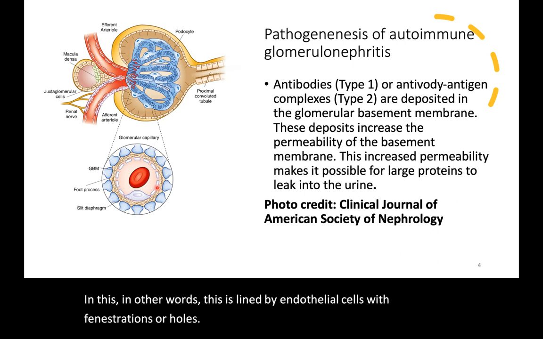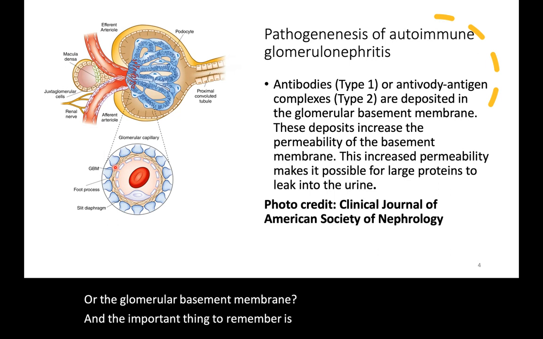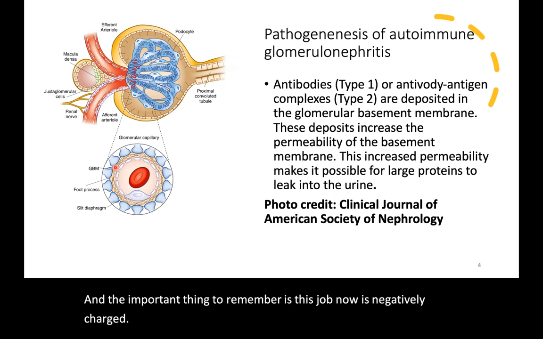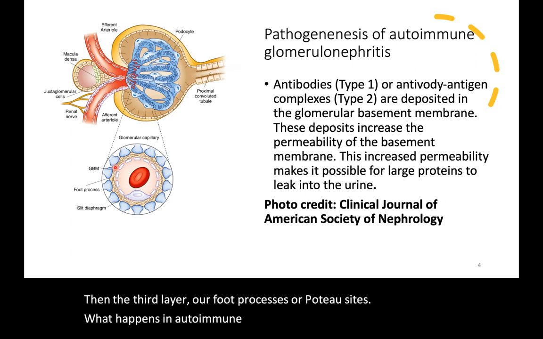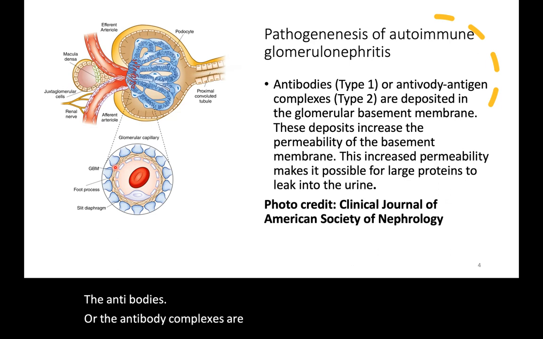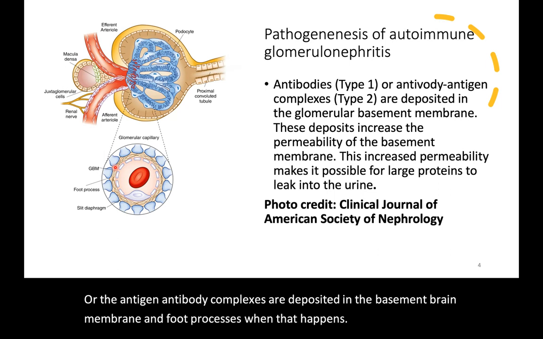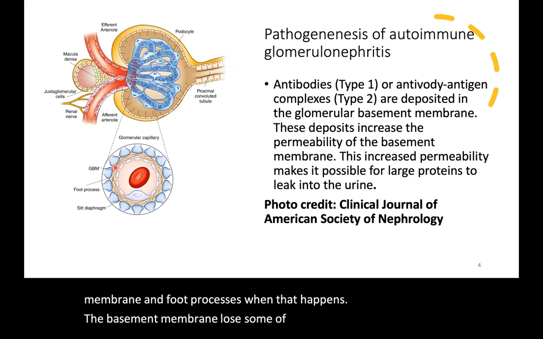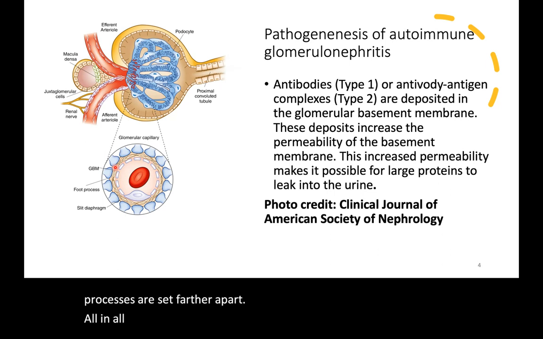The second layer you see is the GBM, or the glomerular basement membrane. And the important thing to remember is this GBM is negatively charged. And then the third layer are foot processes or podocytes. What happens in autoimmune glomerulonephritis is the antibodies or the antigen antibody complexes are deposited in the basement membrane and foot processes. When that happens, the basement membrane loses some of its negative charge and the foot processes are set farther apart. All in all, they become leaky.